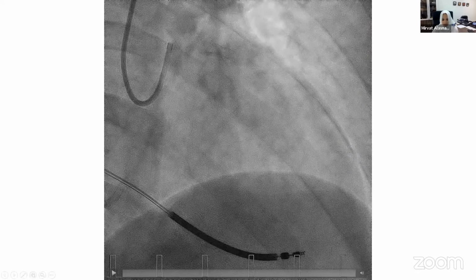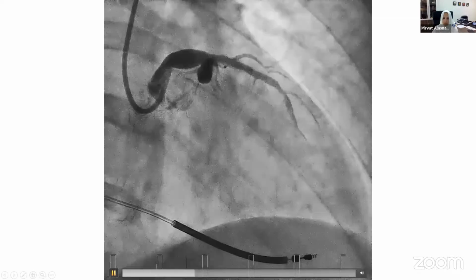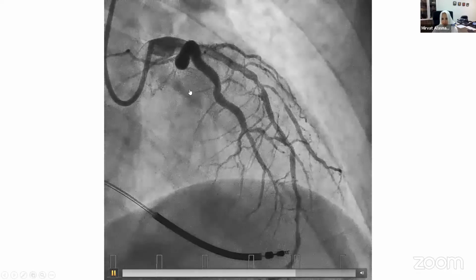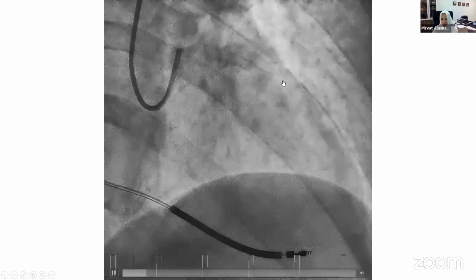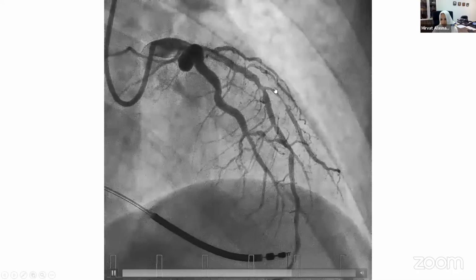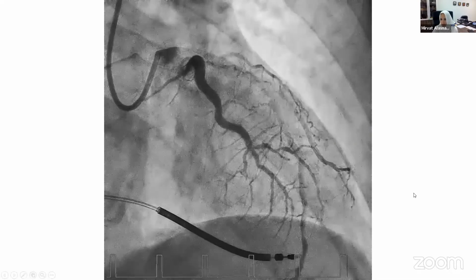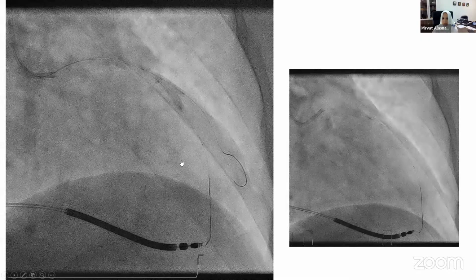So this is another favorite topic of mine. This is the patient, as you can see, a very ectatic left main, but really a bifurcation disease of the LAD and diagonal, which was a very generous diagonal. We chose to do DK crush.